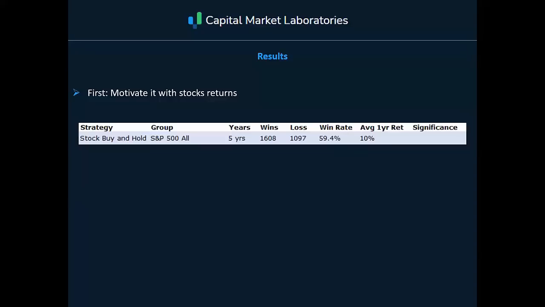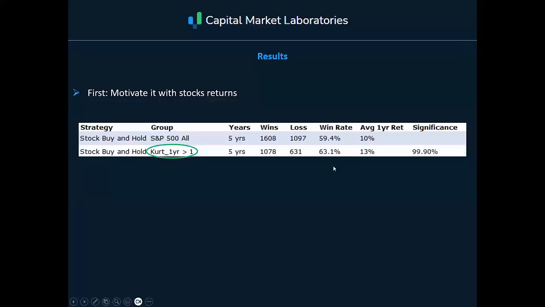Then I said, well, what if we took a measure of kurtosis, which I'm not going to tell you exactly how we did it. It's not just the return distribution. And I just said it was greater than 1. This is already standardized for the normal. So for those of you that are statisticians, it'd be greater than 4. And the average return went from 10% to 13%. The win rate went from 59% to 63%. There was a 99.9% statistical significance.